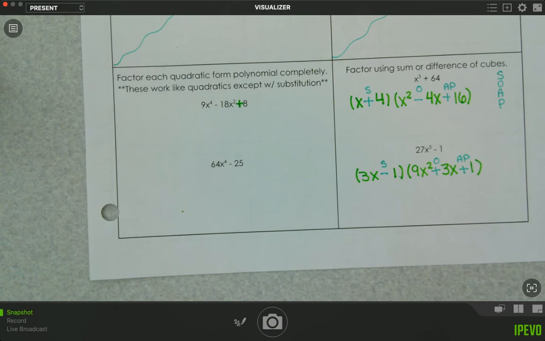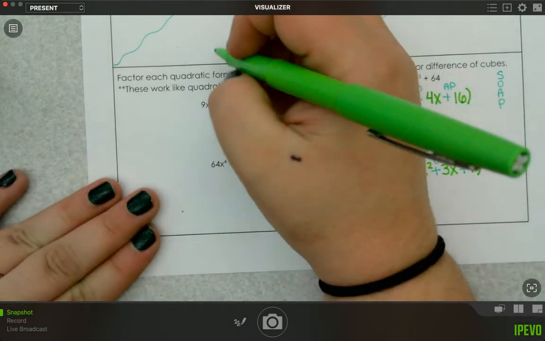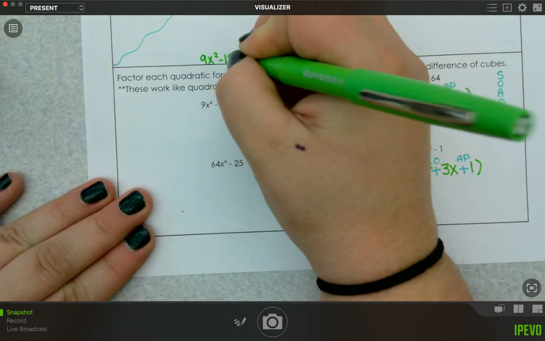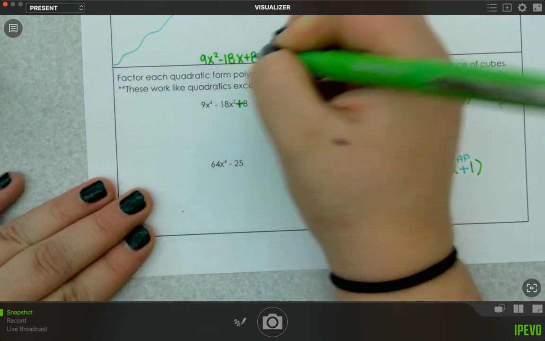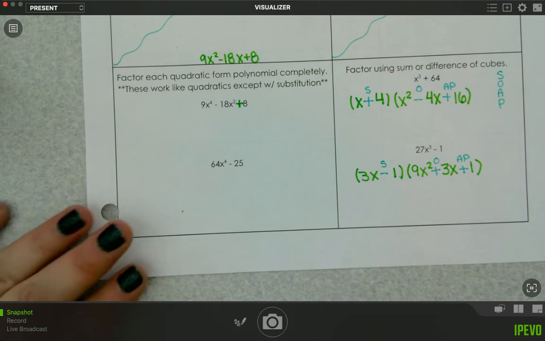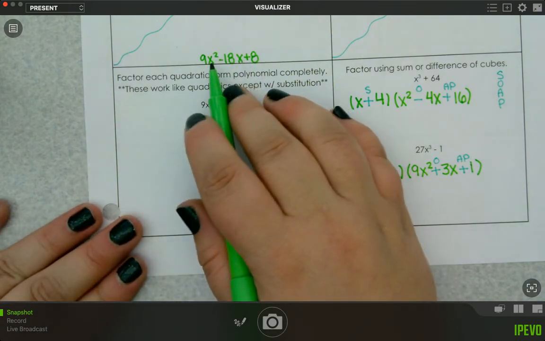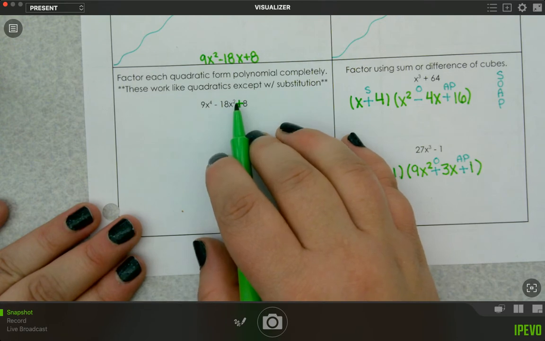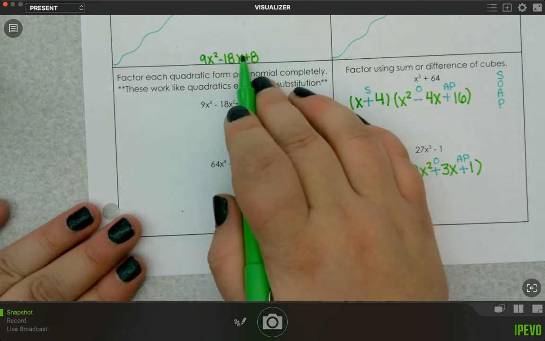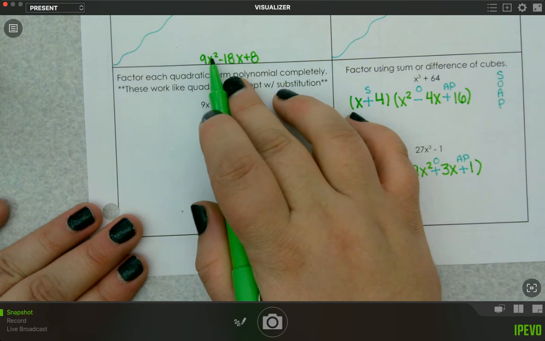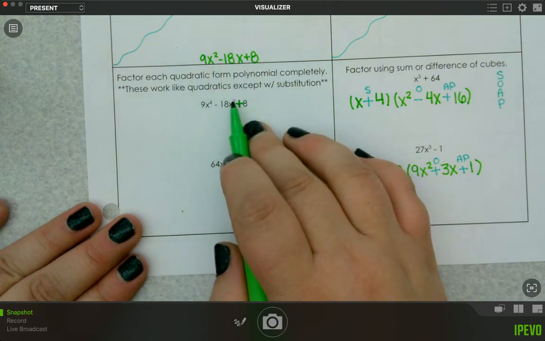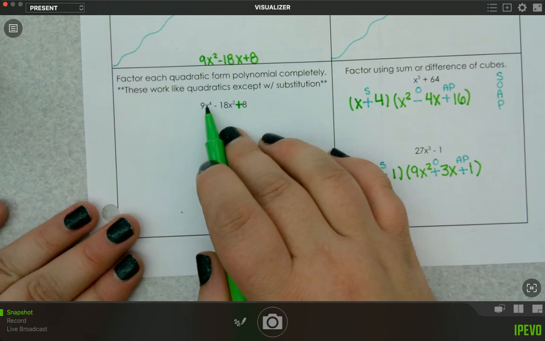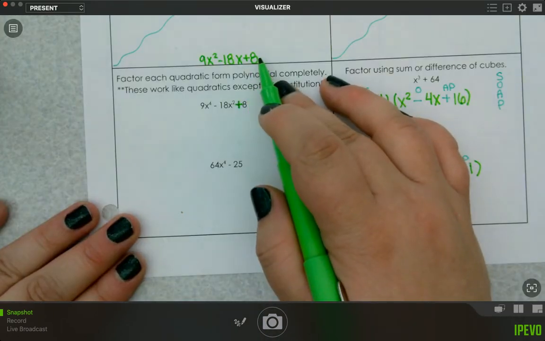So we are going to solve this exactly like we would solve the problem 9x squared minus 18x plus 8. The only difference is that these two have a higher power. So it still works the same way as long as this exponent times 2 is this one. So this exponent times 2 is this one. That's the only rule that we have to follow, and it ends with a constant.